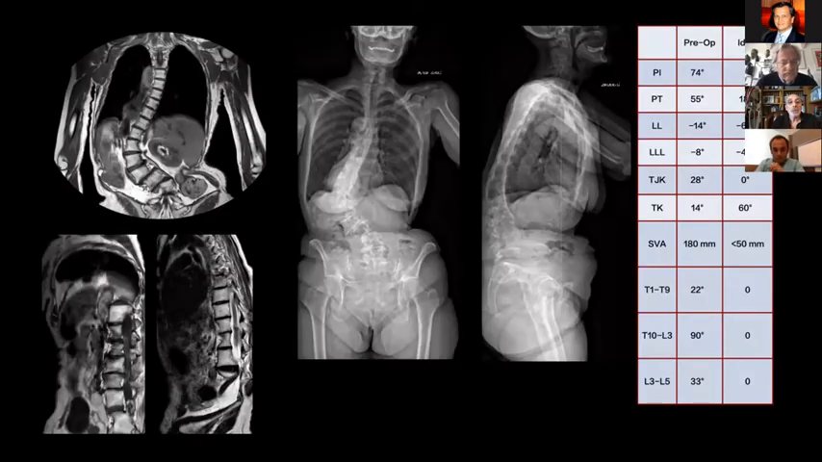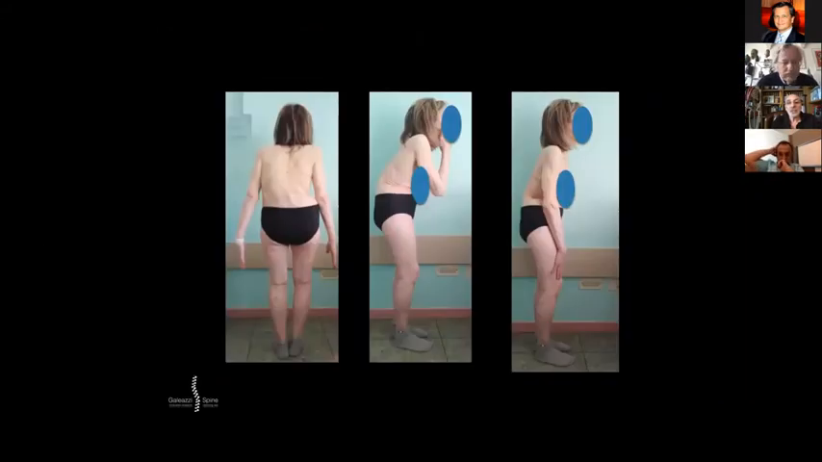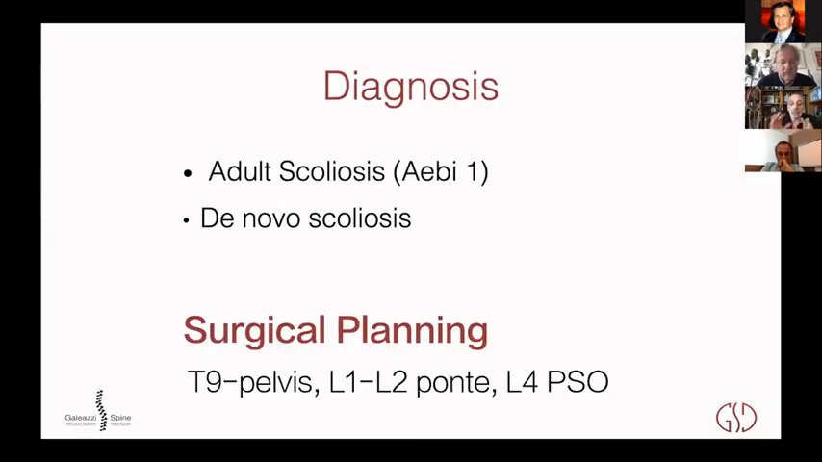One more example. Once again, a case of de novo scoliosis. Here you can see how severe the deformity is, how it's really impossible for the patient to have an acceptable sagittal plane alignment without using the hand in order to help the general posture.